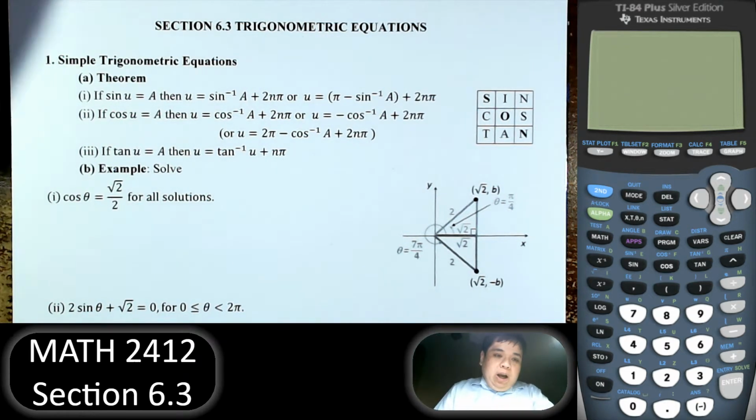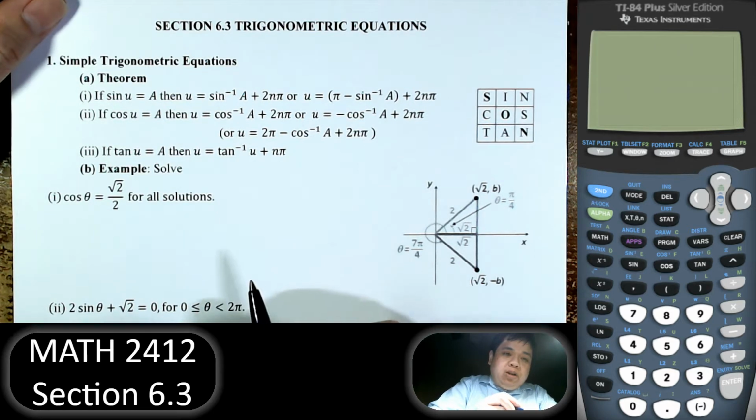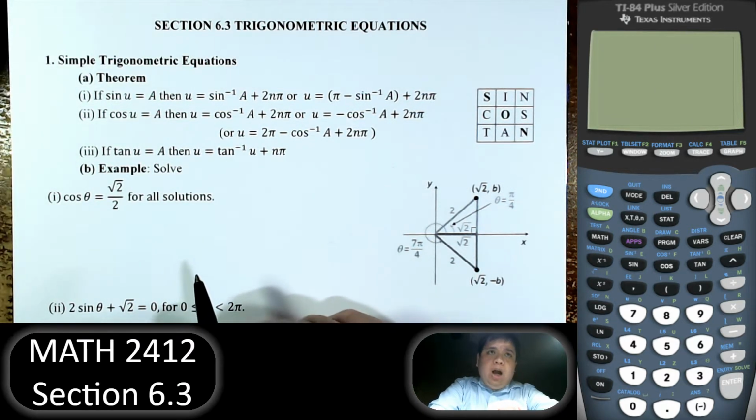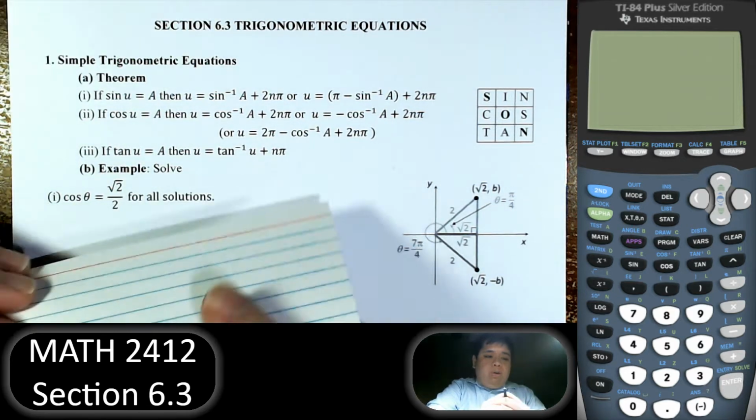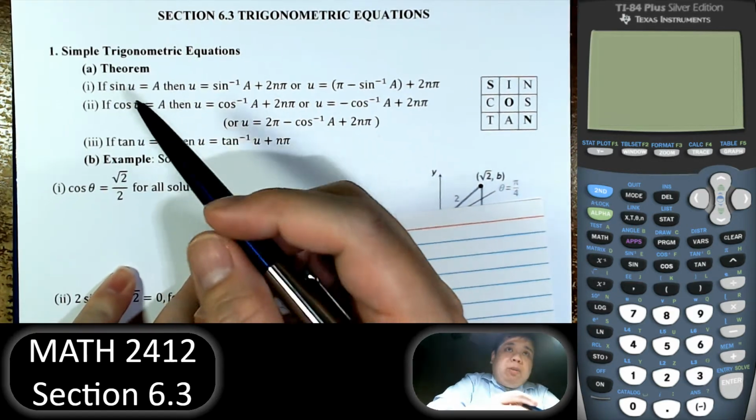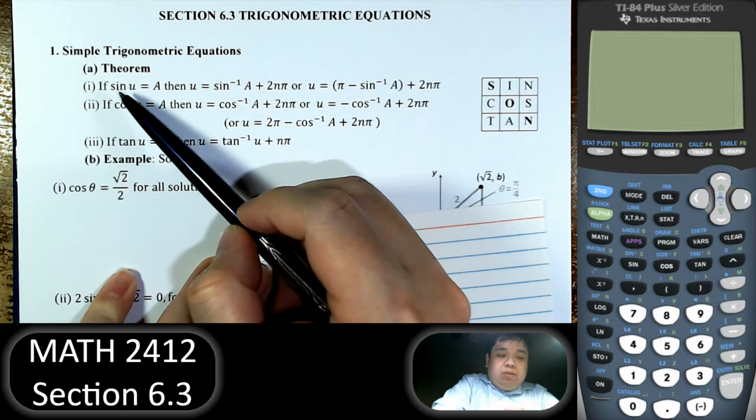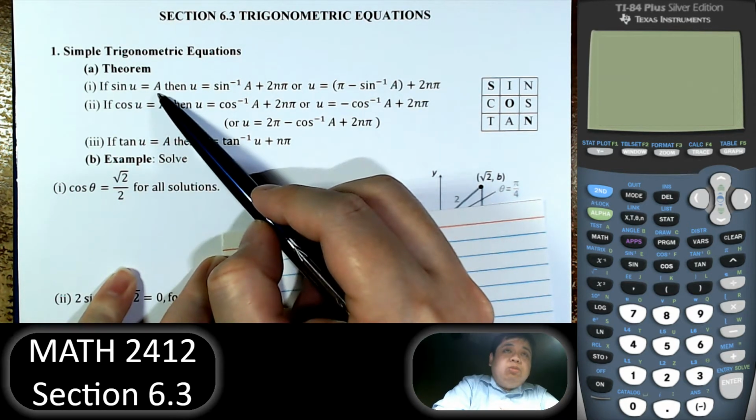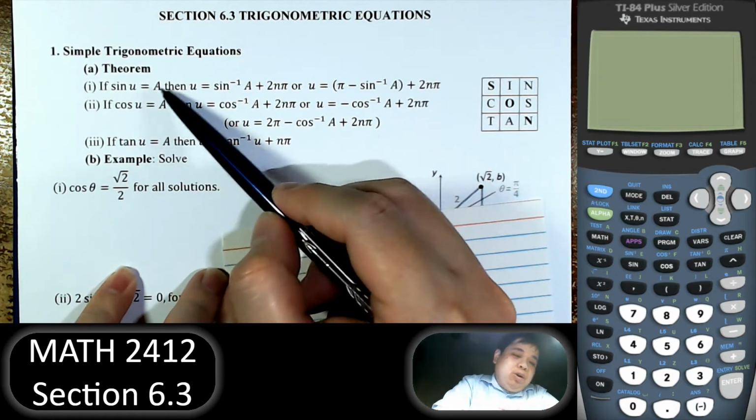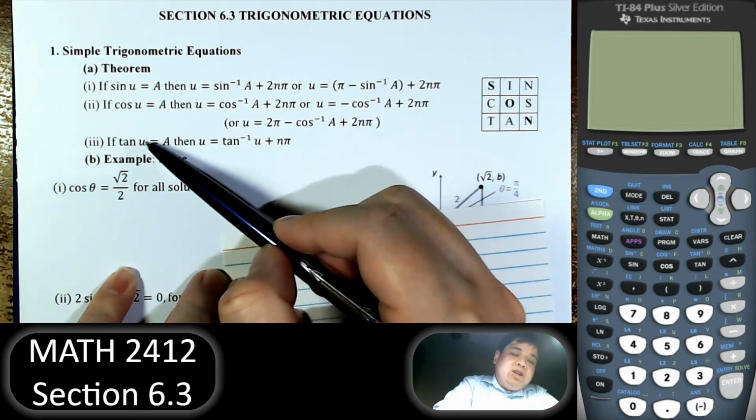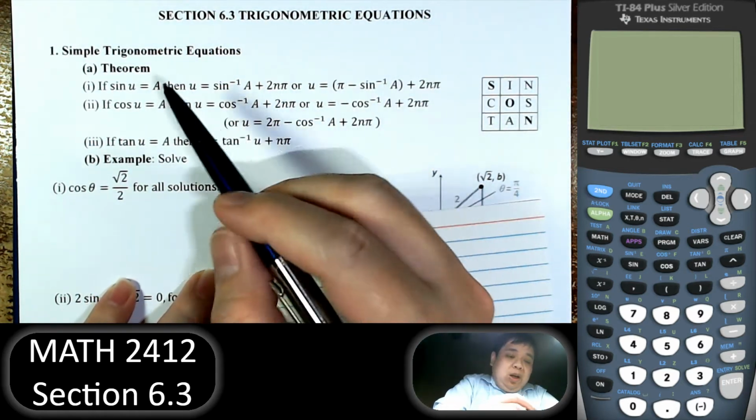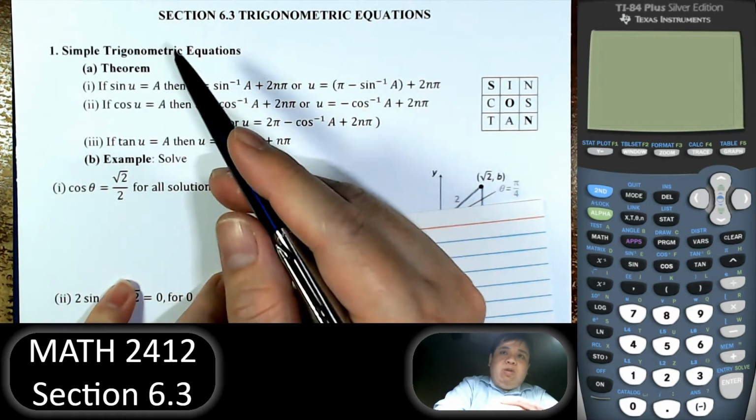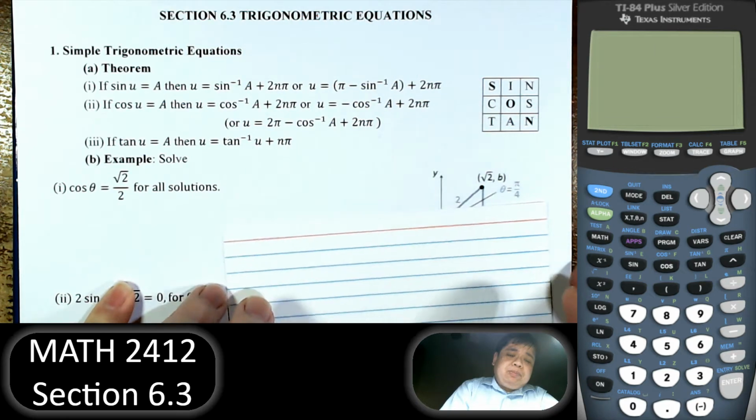Hi everybody, welcome to another video in pre-calculus, section 6.3, trigonometry equation. So now we will solve trigonometry equation, namely sine of something equal to something else. So sine of u equal to a, cosine of u equal to a, and tangent of u equal to a. Cosecant and cotangent will be a reciprocal of this function, so we will do similar.